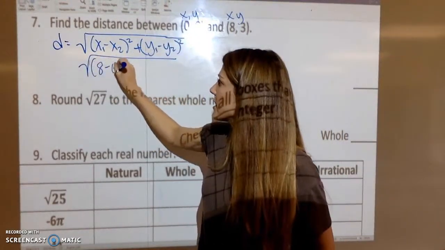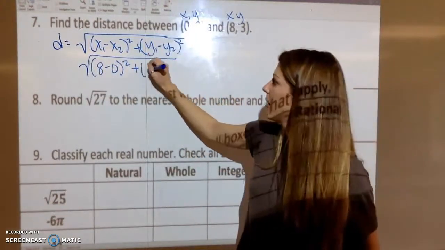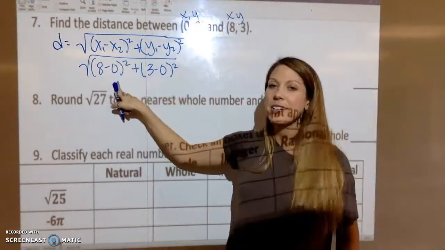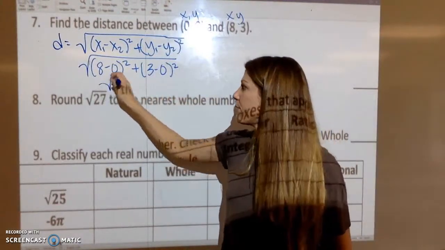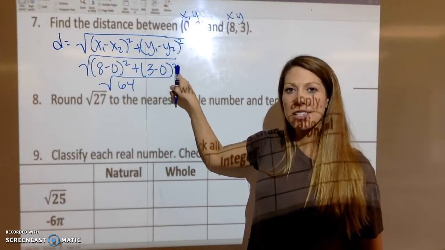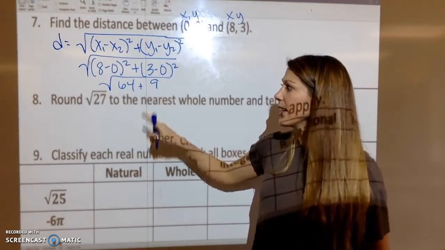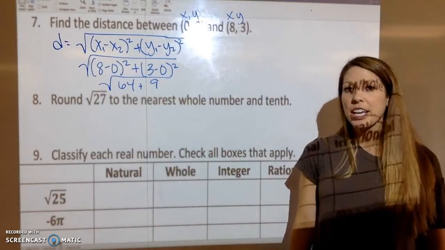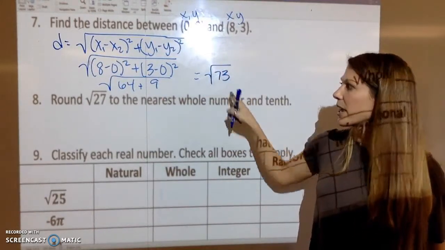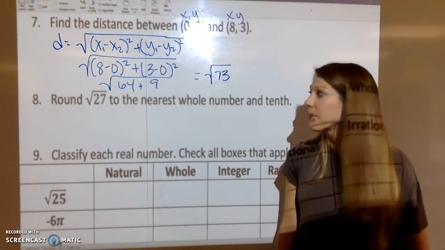So 8 minus 0 squared plus 3 minus 0 squared. So 8 minus 0 is 8. 8 squared, that's 64. 3 minus 0 is 3. We're going to square it, that's 9. So I have 64 plus 9. That's going to give us 73. There is no perfect square, so we would just write the square root of 73.